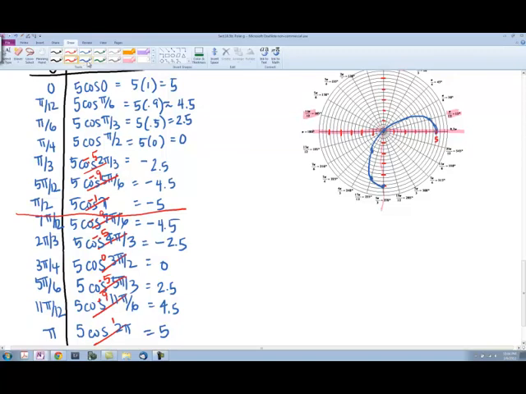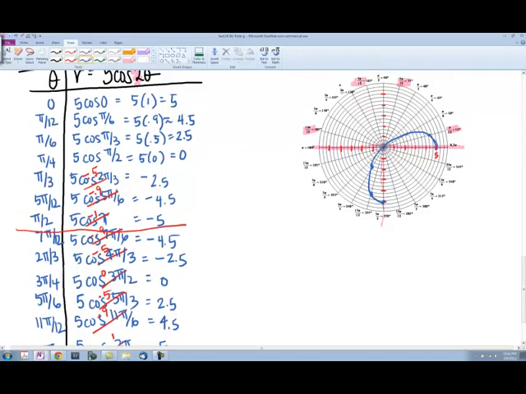I'm going to continue on with 7 pi over 12, which is supposed to be in quadrant 2, but it's a negative r value, so we're at negative 4.5. And then we'll have negative 2.5. And then we'll be back to 0. So notice how our graph is turning around and returning to the pole. So I'm going to draw these arrows in now to show the direction.